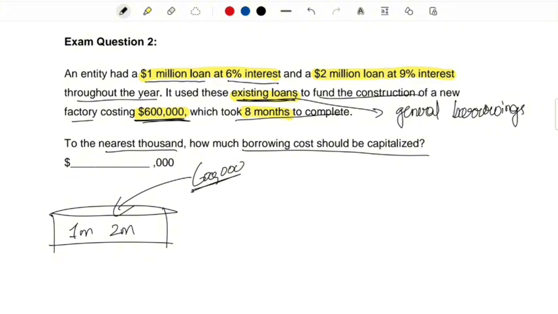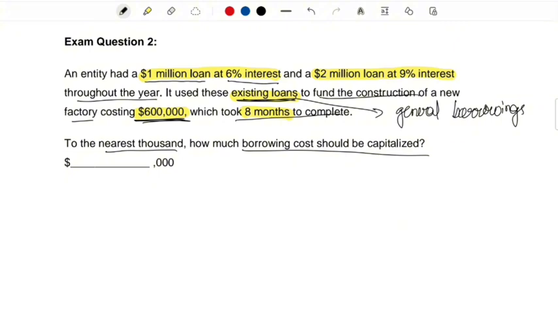Now out of the 600,000, how can we know how much belongs to the 1 million loan and how much belongs to the 2 million loan? So we cannot attribute a specific interest rate to the 600,000. That is why we calculate an average cost of interest using the information about the existing loans that is already given to us. I will show you how we calculate the weighted average cost.